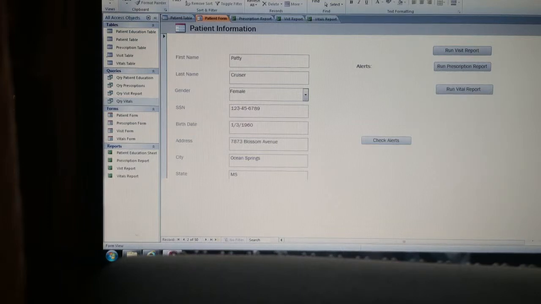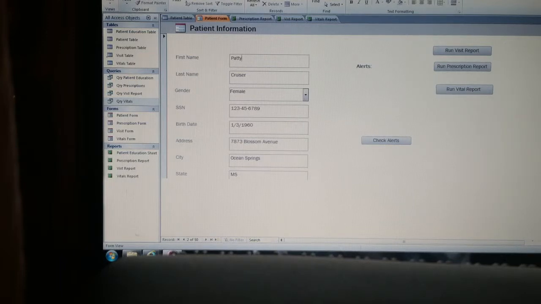Project 3 Clinical Decision Support Systems video presentation of the functionalities of our electronic health record system. Functionalities are the range of operations that can be run on a computer or other electronic systems such as our electronic health record system. In our system, we've incorporated a patient table, a patient education table, a visit table, prescription table, and a vitals table to help us aid in the functionalities of our system.